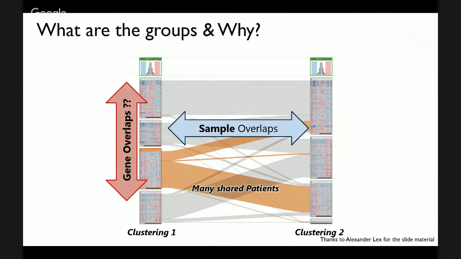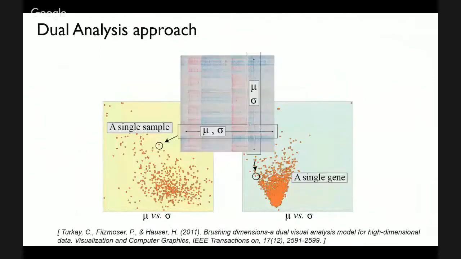So that's how we were motivated, because understanding why we see these groups is tightly related to understanding what are these activities that are specific for a particular group. So we used a statistics-driven approach that we called the dual analysis approach that we developed earlier. In this approach, one can create different representations based on statistics.